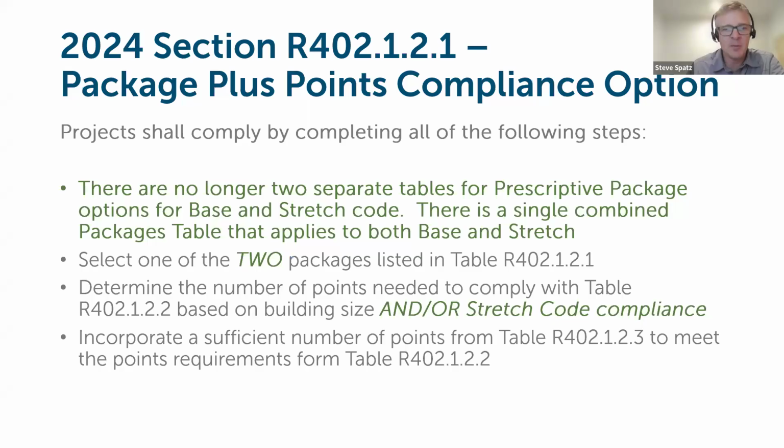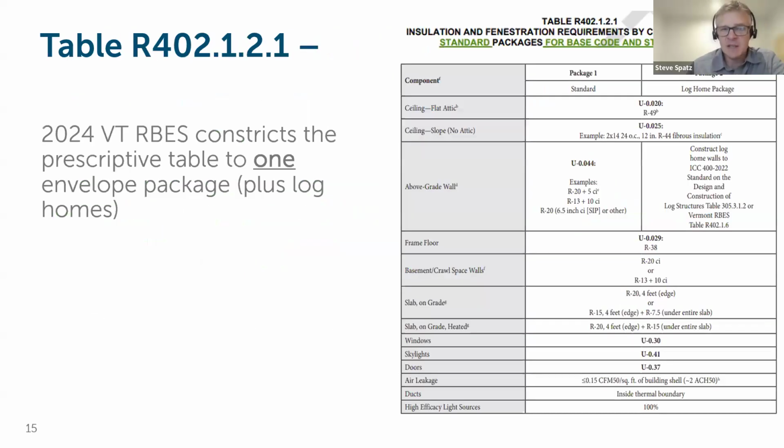Just a level set for the prescriptive pathway. So for the 2024 code, there was a significant change in the package options for prescriptive compliance. They shifted from there being 5 prescriptive package options to show compliance with the code to 2. And they combined both the base code and the stretch code packages together into a single table. So to reference that, this is the prescriptive package options for the 2024 code.